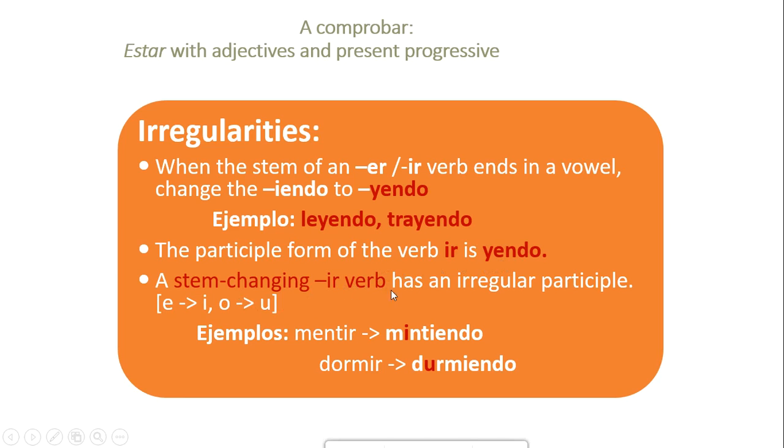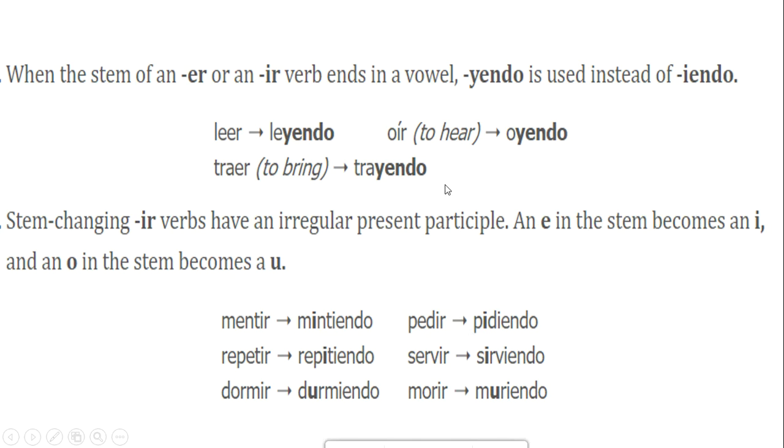Now, stem changing IR verbs sometimes have irregular participles. For example, e changing to i, o changing to u. Okay, mentir se hace mintiendo, so we've got a stem change here. Dormir se hace durmiendo. Now, it might be easiest to just make some flashcards of these and memorize them as such. Okay, so these are the three spelling change verbs that we're going to be responsible for right now. Leer, oír, traer. And these are the 6 stem changing verbs that we're going to be responsible for right now. Mentir, repetir, dormir, pedir, servir, morir.